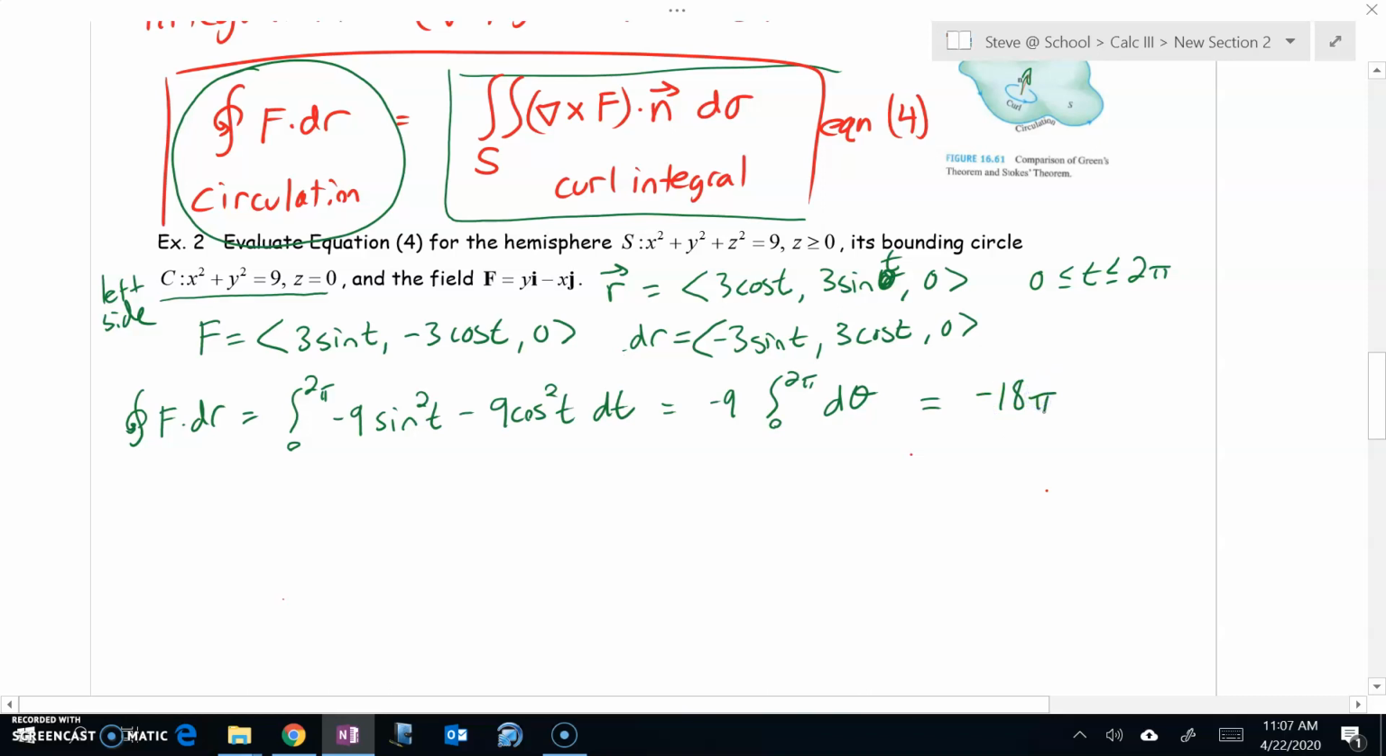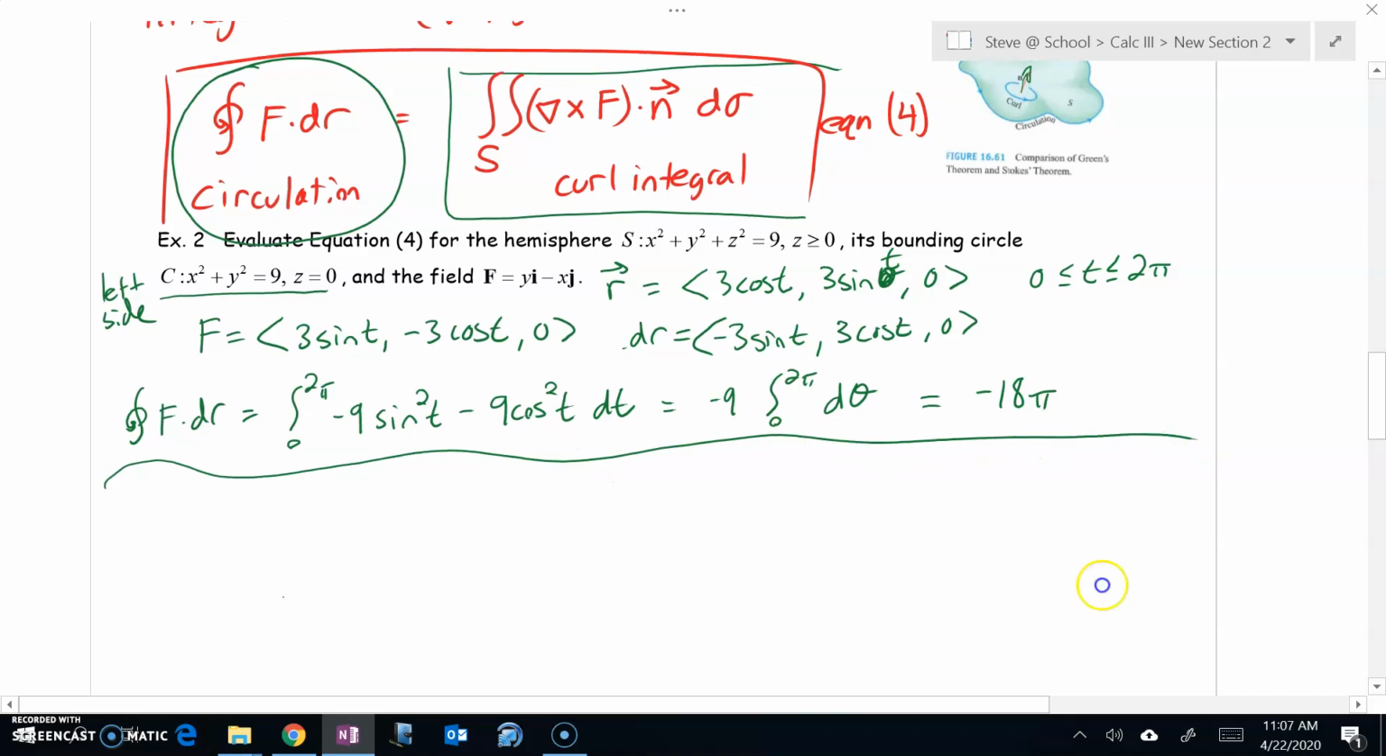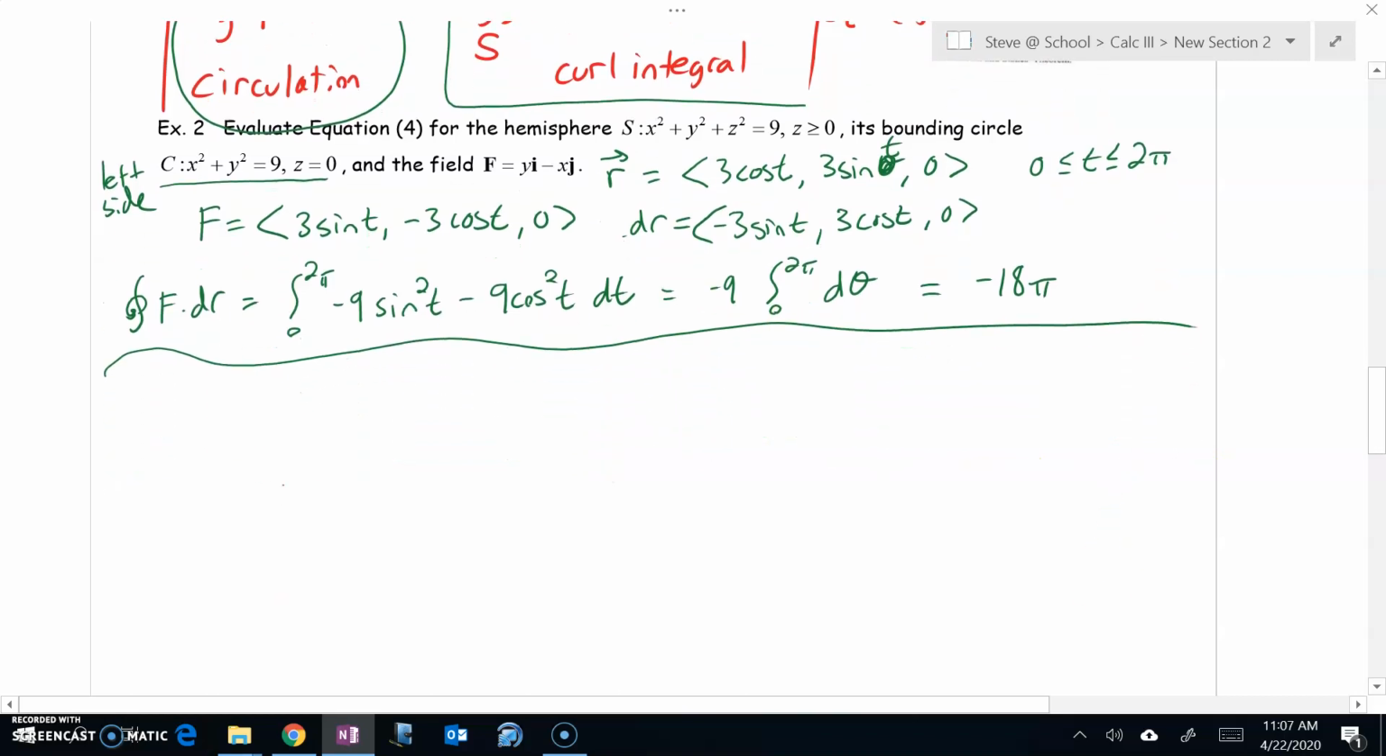So that would be how to do it without using Green's theorem or Stokes' theorem. That's still just how you do it. Again, it's an easy example to show you how to do it. I'm going to make a little line. And we're now going to show you how to do Stokes' theorem from the right side, or the right side formula, which is Stokes' theorem.